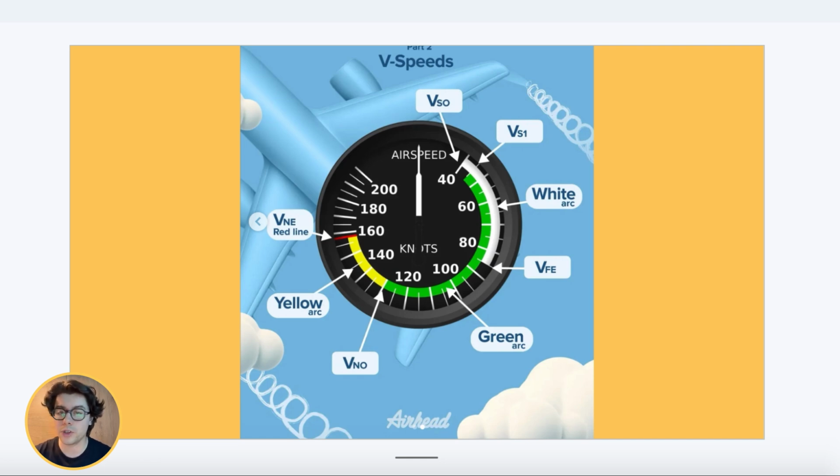We have the green arc, which is the normal operating region, VNO, normal operating. Then the yellow arc, these are the speeds which can be flown only in smoother conditions. And lastly, we have the VNE, so never exceed speed, which is at roughly 0.9 of VD, which is our design dive speed. Here also, when it comes to multi-engine aircraft, we will have our best rate of climb speed with a single engine, VYSE, and this will be marked with a blue line on the airspeed indicator. And this will be everything for today.